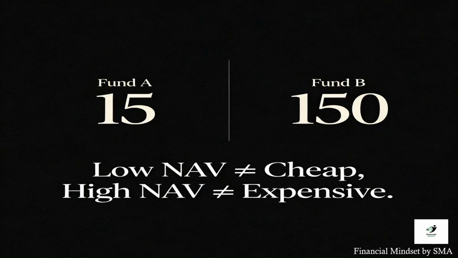Think of it like a pizza. If one pizza is cut into 4 big slices, each costing rupees 150, and another is cut into 40 small slices, each costing rupees 15, the outcome remains the same, just divided differently. Similarly, fund A may have a NAV of rupees 15 because it has issued more units, and fund B may have a NAV of 150 rupees because it has fewer units.